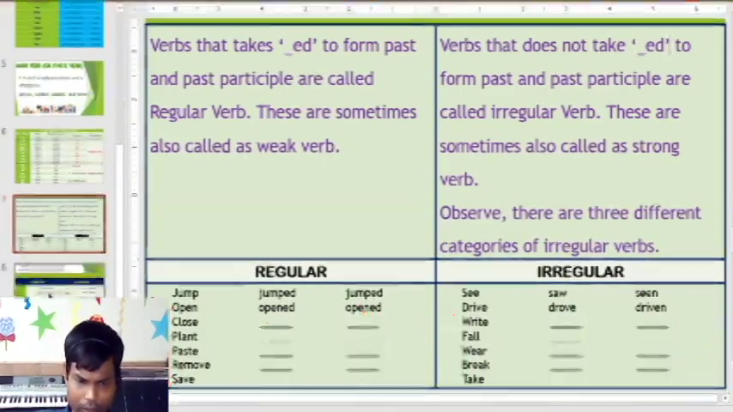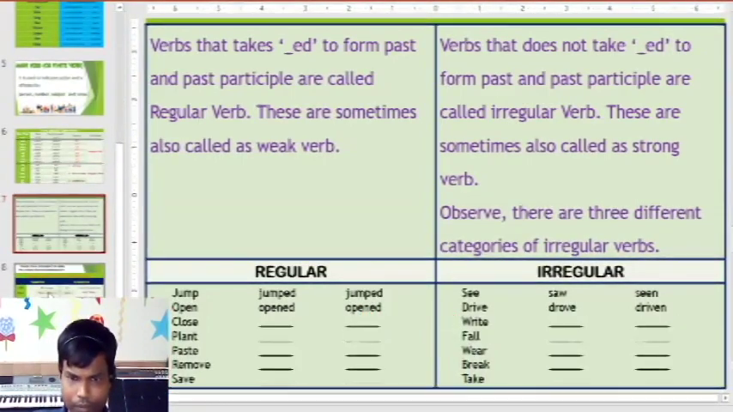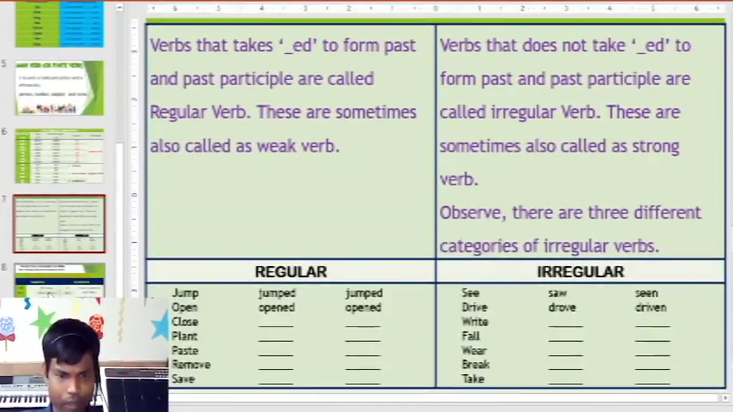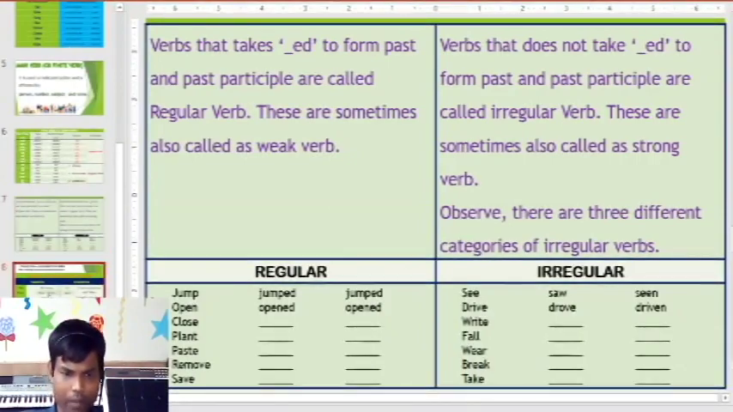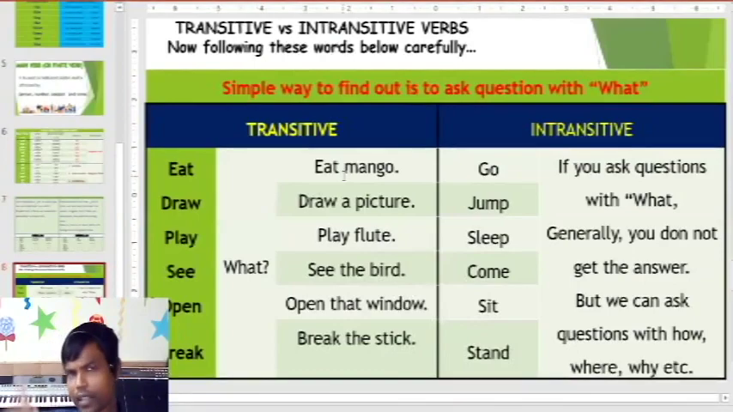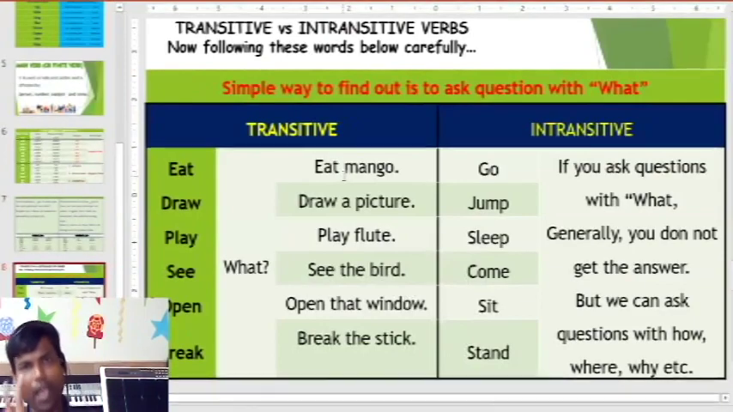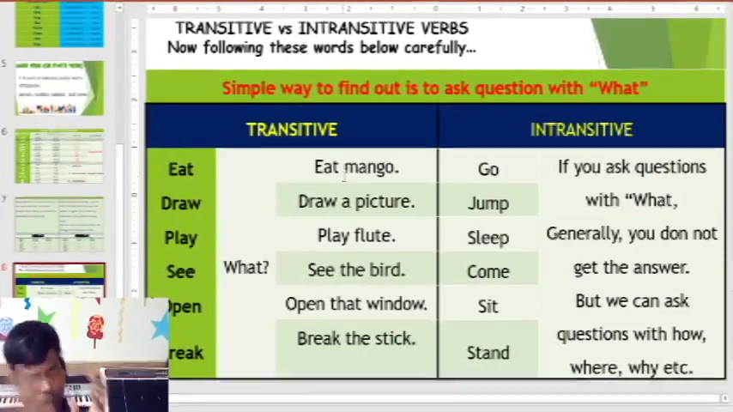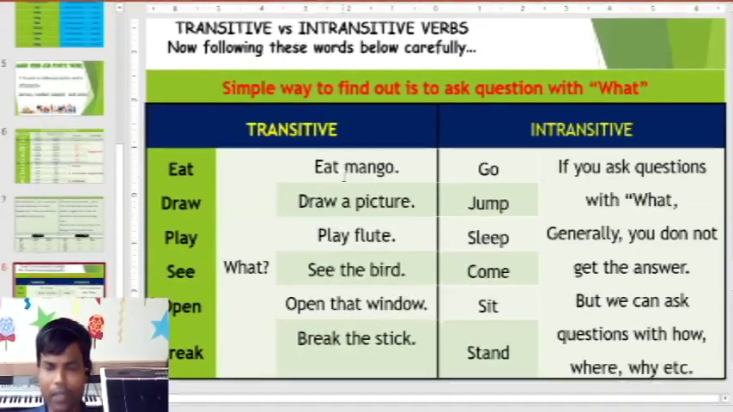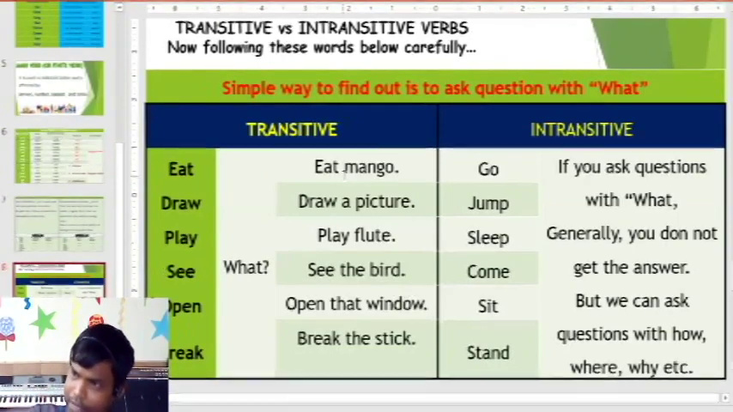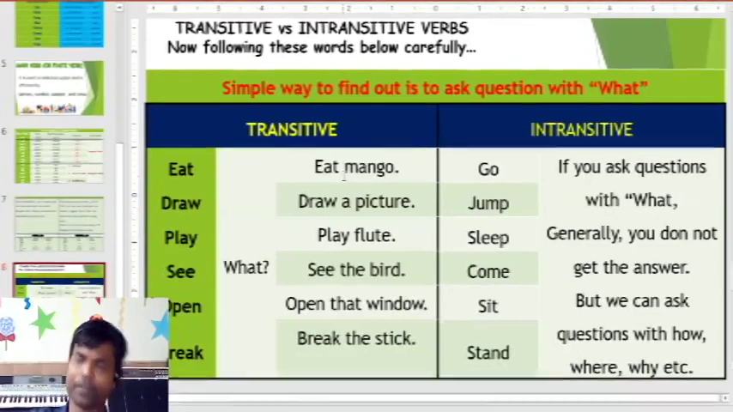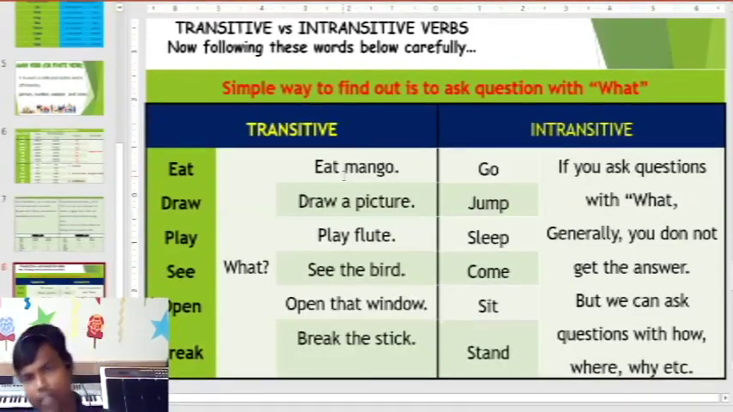Next is regular, we have seen, and then comes another category. So the first category we have is regular and irregular, and then next we will see another comparison. Just compare and you will learn better. Transitive and intransitive. Transitive, it just passes over. Intransitive does not pass over.